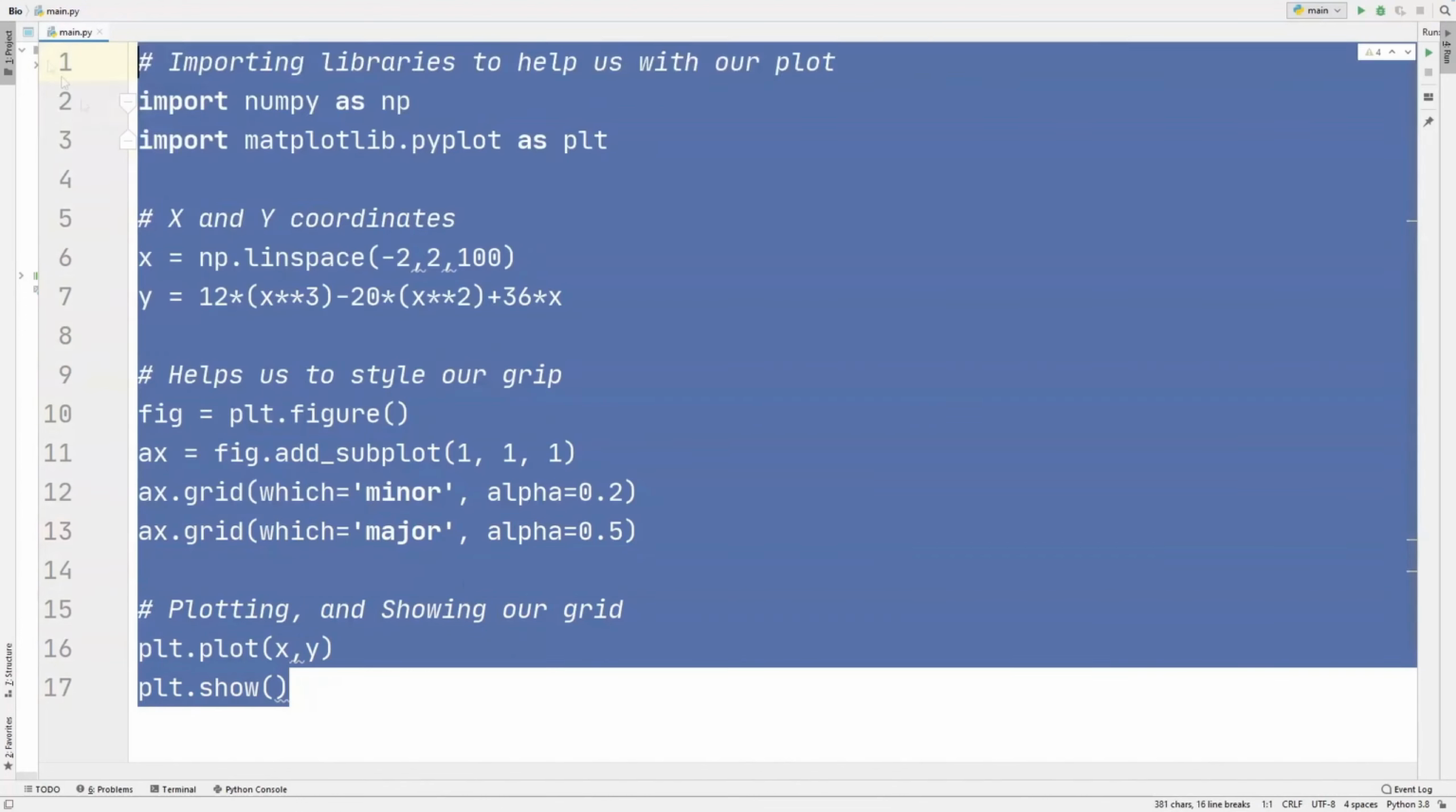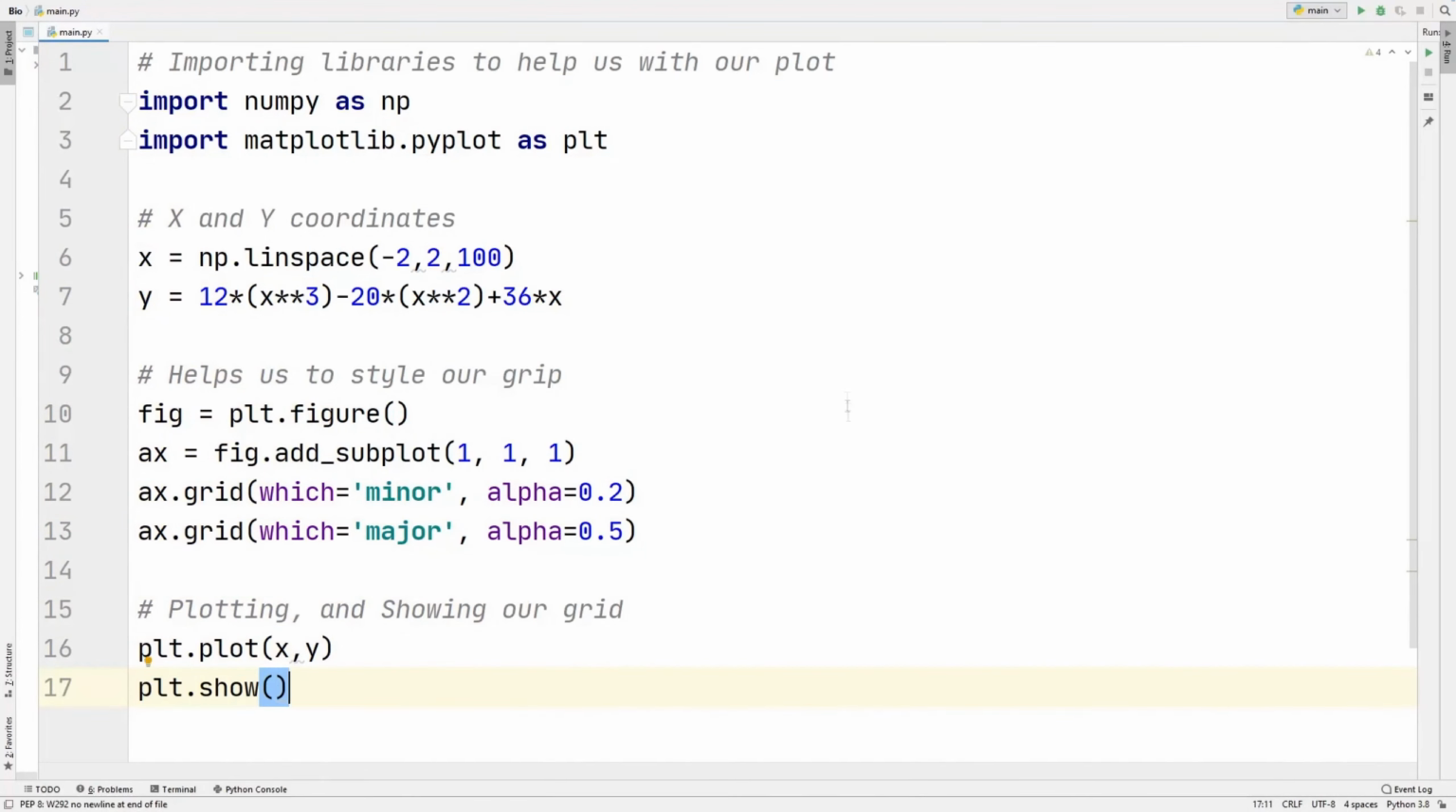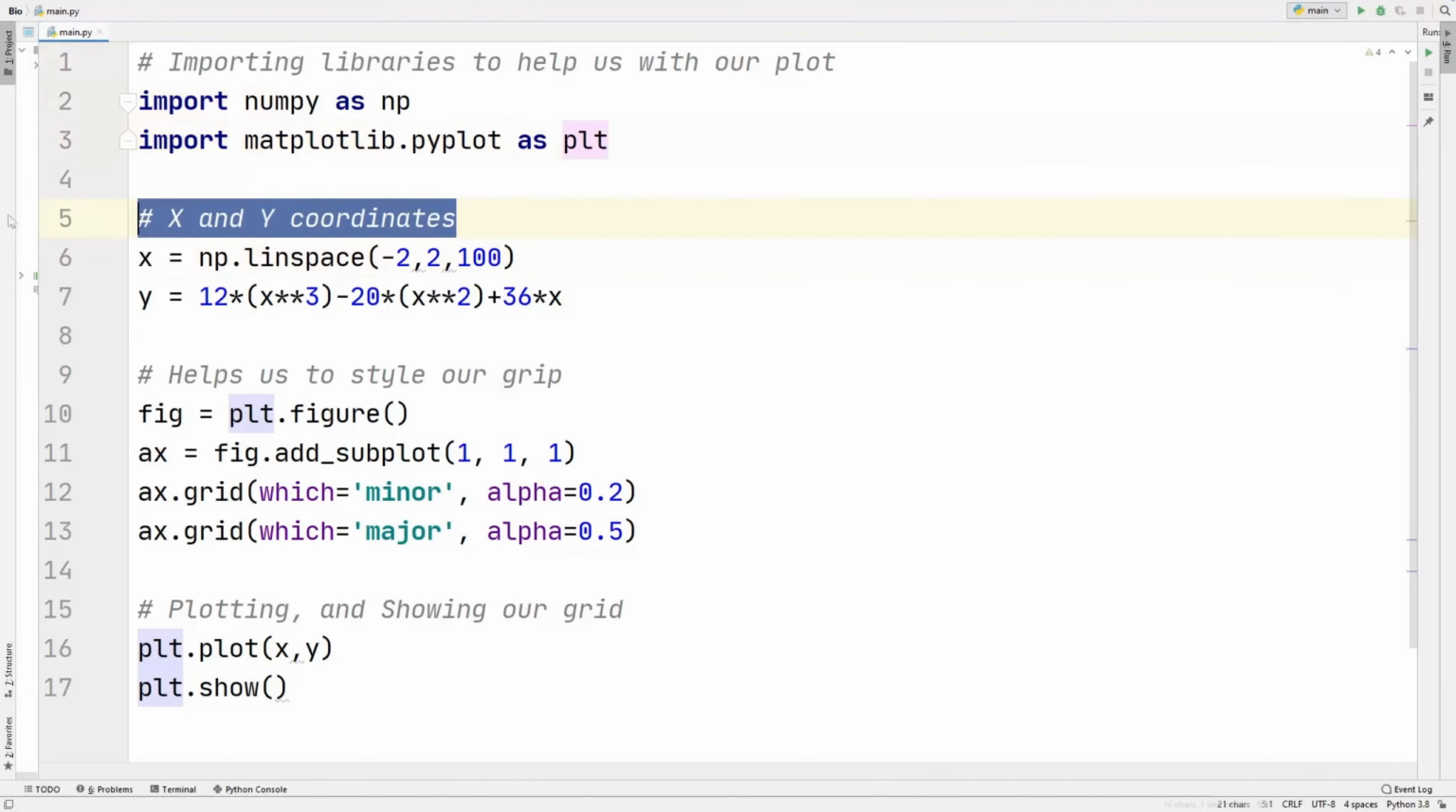So this is our code here, and I'm just going to explain it. At the top, we're going to be importing two libraries to help us with our plot. We're importing NumPy again, and then matplotlib helps us to actually plot our stuff and create our graph. Once we've covered this, we're going to move down to here.